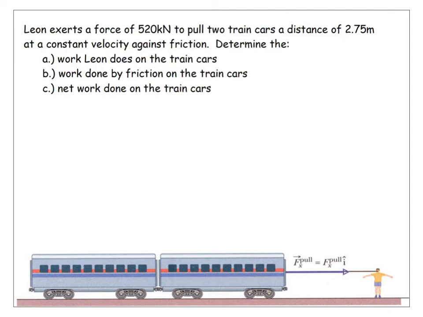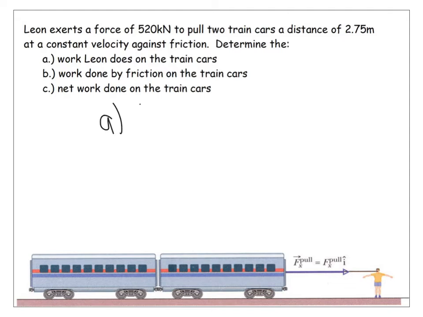So here's the question. Leon, super impressive, exerts a force of 520 kilonewtons to pull two train cars a distance of 2.75 meters at a constant velocity against friction. Determine the work done by Leon on the train cars.